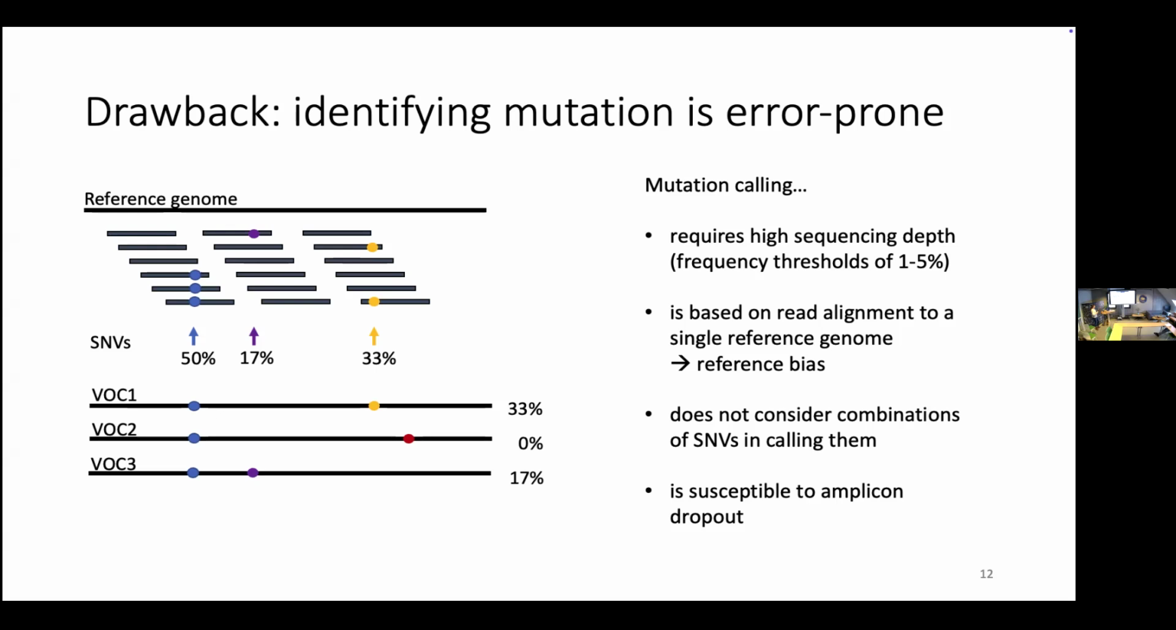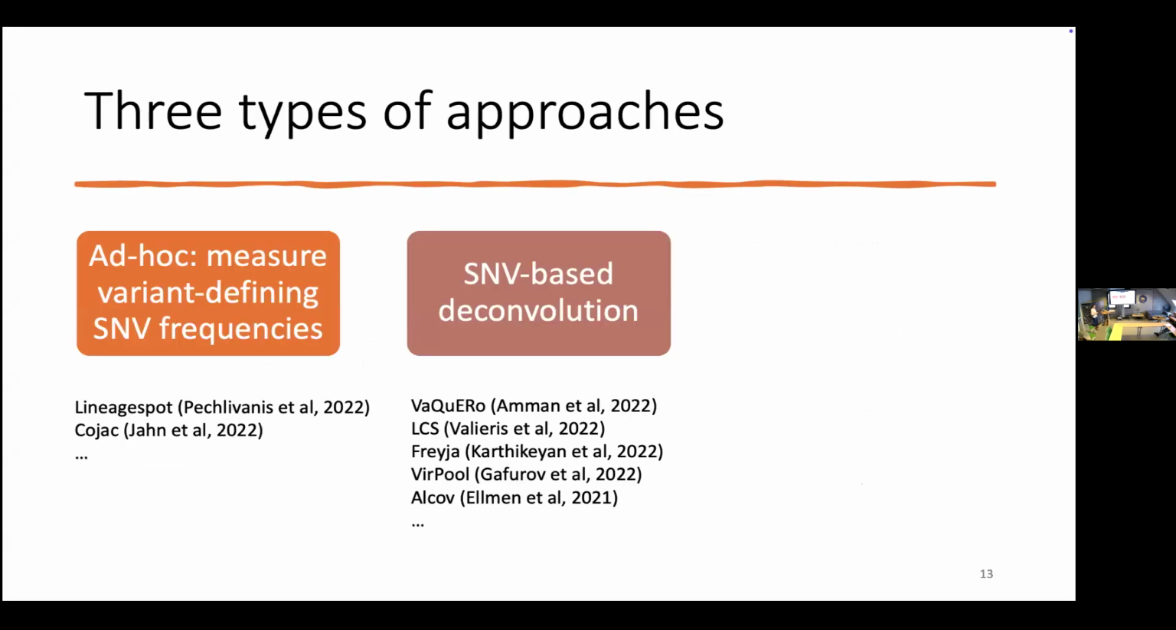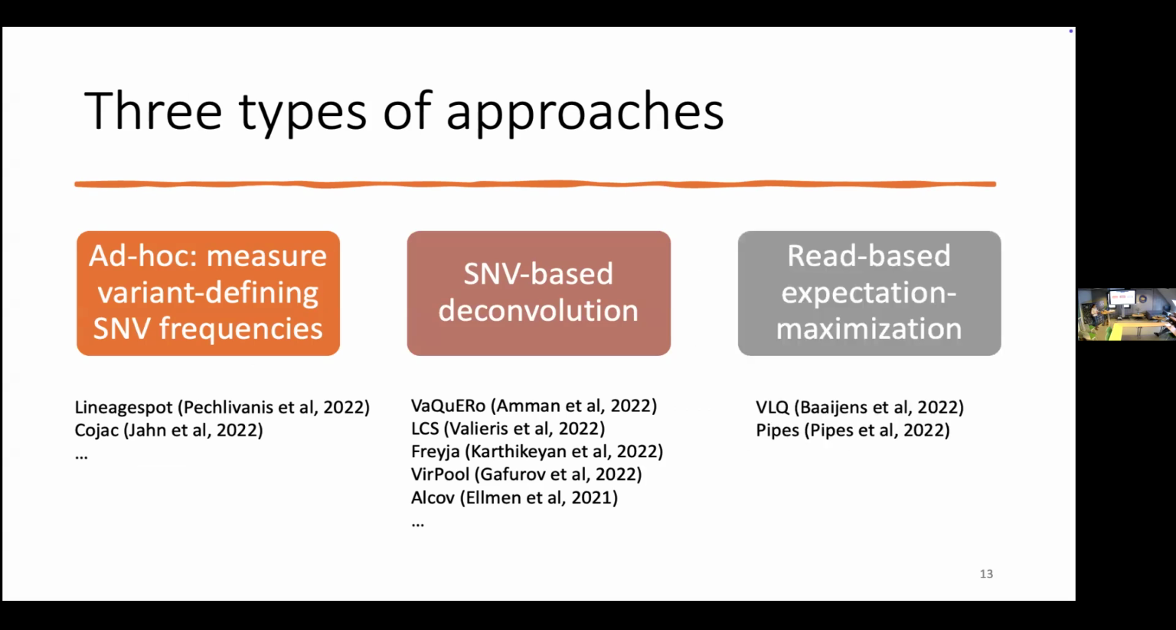Yeah, so in general, this is the drawback of doing something that's based on mutation frequencies. And therefore, we considered another type of approach where we do not depend on this. And this is based on read-based expectation maximization. So I'll show you what I mean with that.